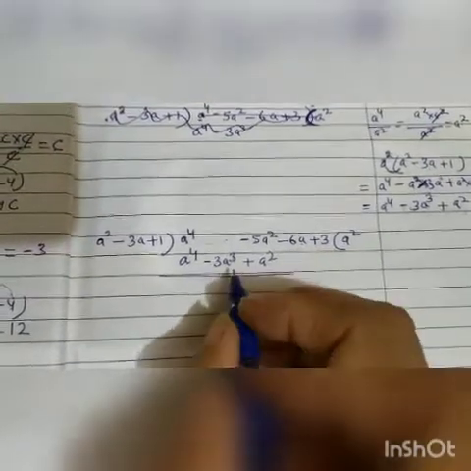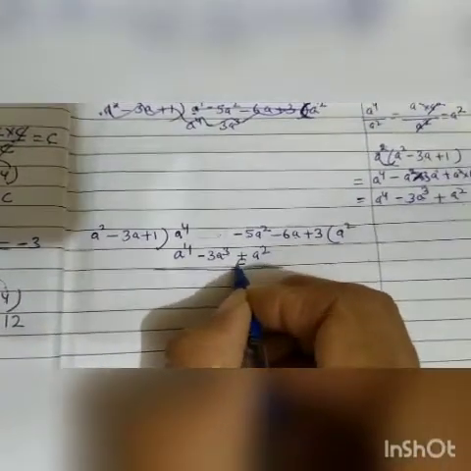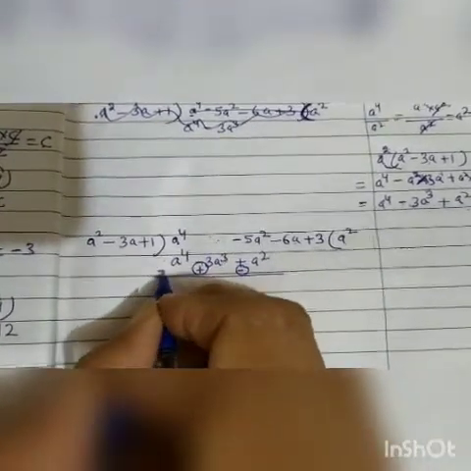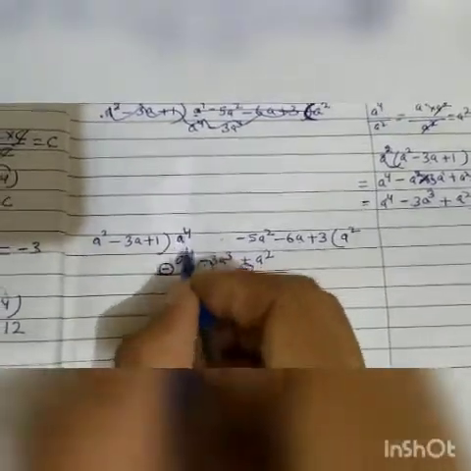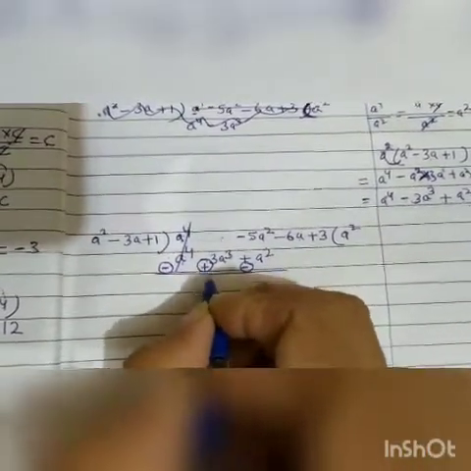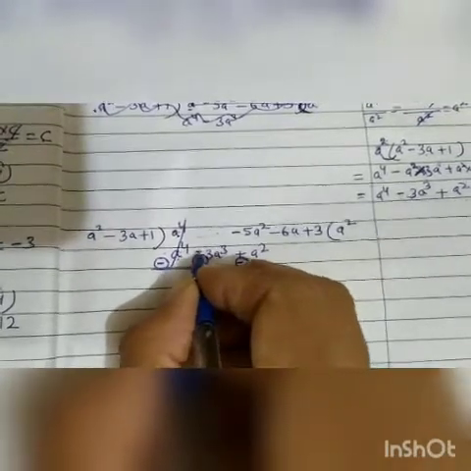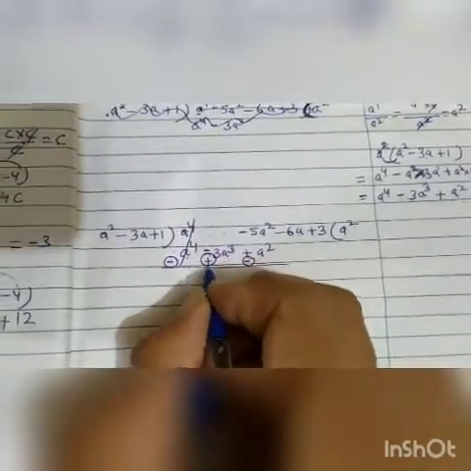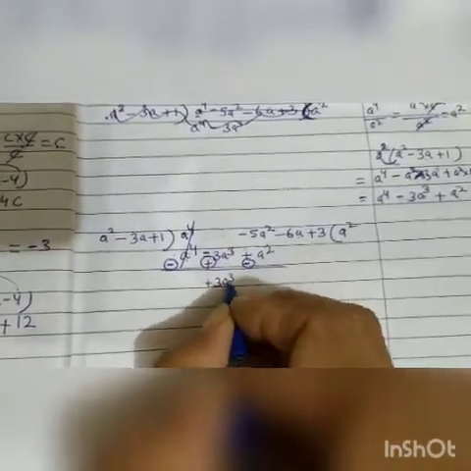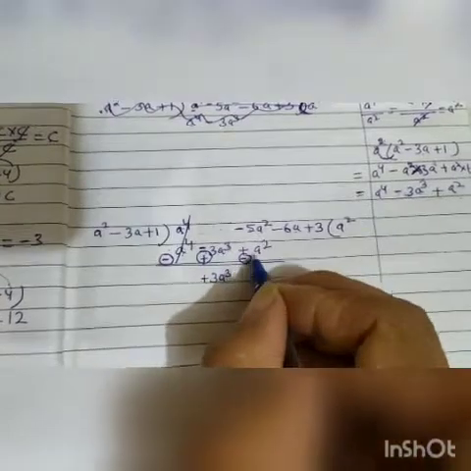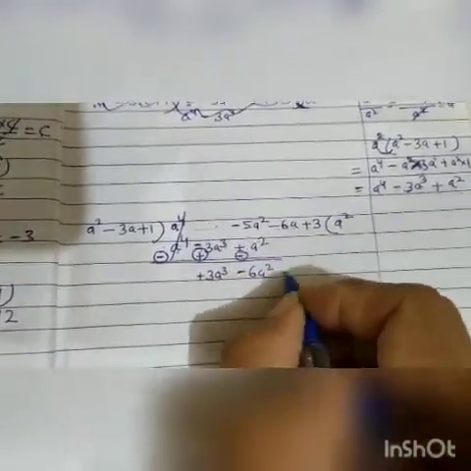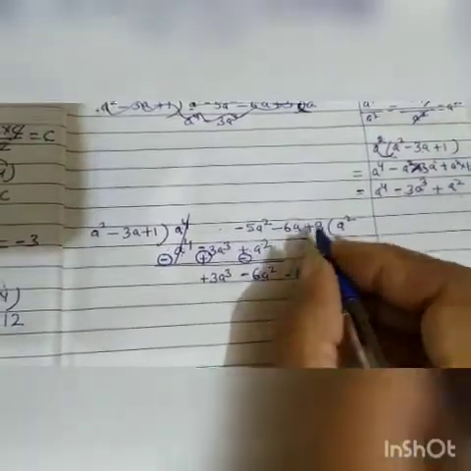Okay. Now again change the sign. Plus will change to minus. Minus will change to plus. This plus will change to minus. A power 4 minus a power 4 cancelled. Earlier it was minus, now it is changed to plus, so we will write plus 3a cube. Now minus 5a square minus 1a square will be minus 6a square, then minus 6a plus 3.